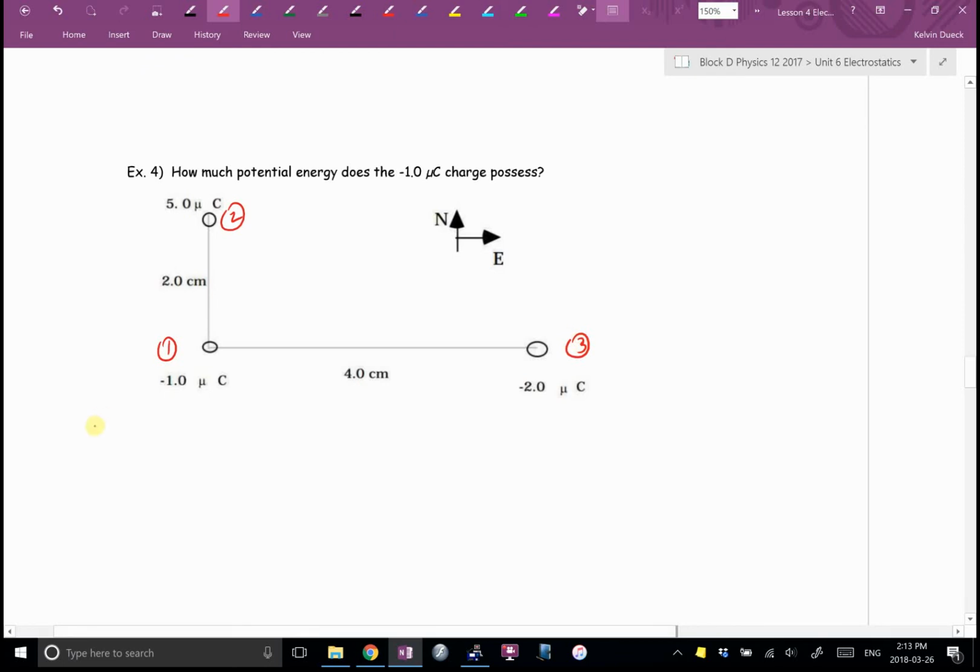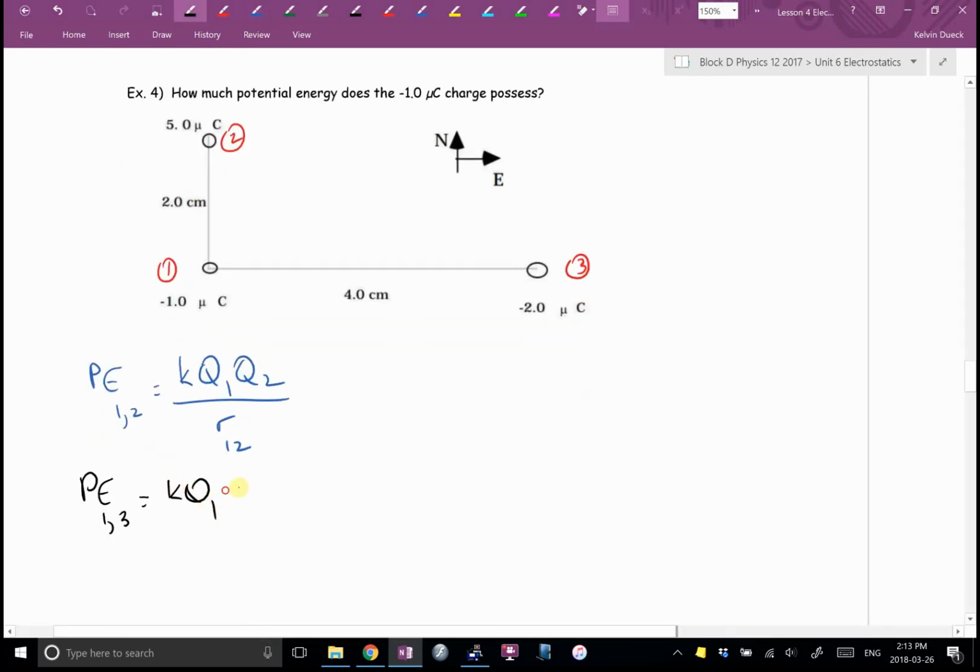So what we're going to find is the potential energy between charge 1 and charge 2. Then we're going to find the potential energy between charge 1 and charge 3. And that's how I tend to write it, with little comma subscripts. I'm going to add them. All right, my potential energy equation is K Q1 Q2 over, I'll call it R12. My other potential energy equation is K Q1 Q3 over R13.